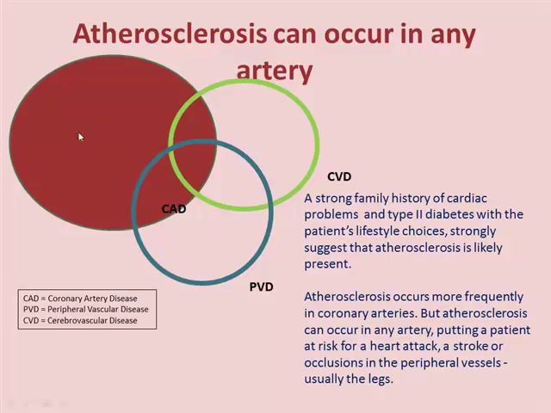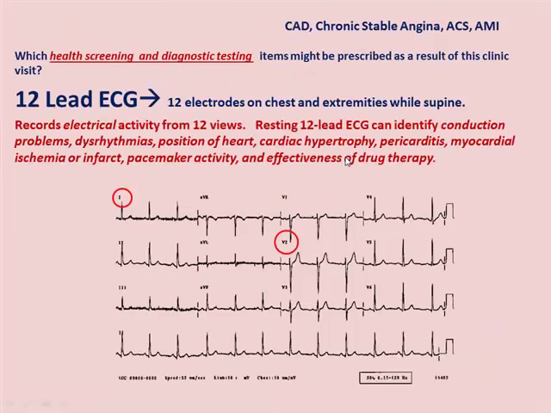So you've got this big red circle, that's coronary artery disease, and then you've got peripheral vascular disease and cerebral vascular disease. And atherosclerosis can form in any one of those artery systems. It does seem to like the coronary arteries the most, and you can see that if an individual comes in with known coronary artery disease, that should also clue you in, well, they're at risk for peripheral vascular disease as well as cerebral vascular disease.